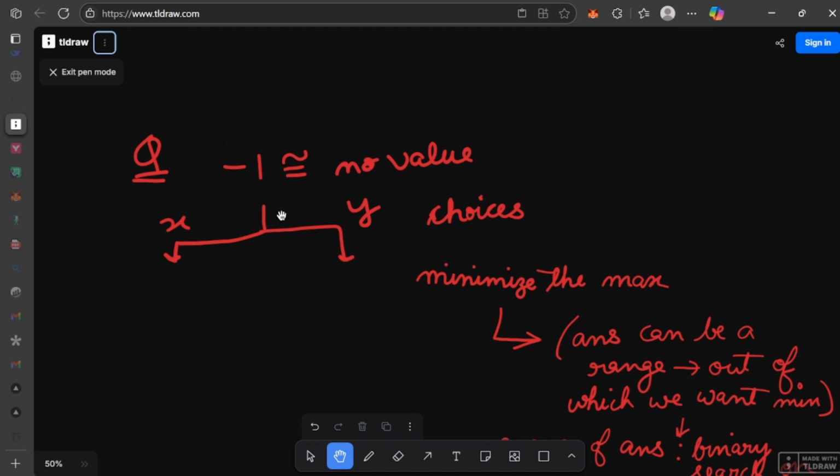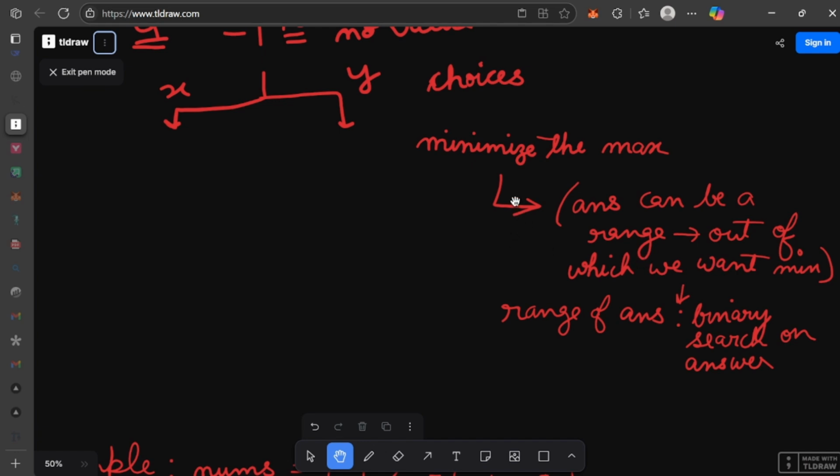given -1 as a placeholder for no values. We have to insert values here, positive values, as x and y are given positive in the question. You can replace the -1s with either of x or y. So these two choices are there in front of us, and you have to place the positive values x and y strategically such that the maximum absolute difference is minimized in the question. So from this itself, minimize the maximum.